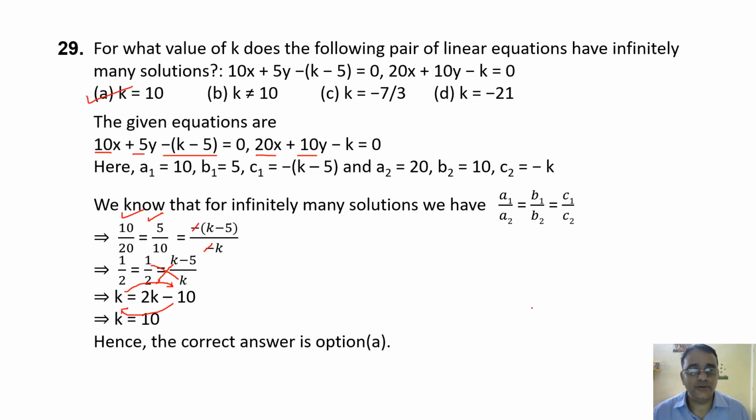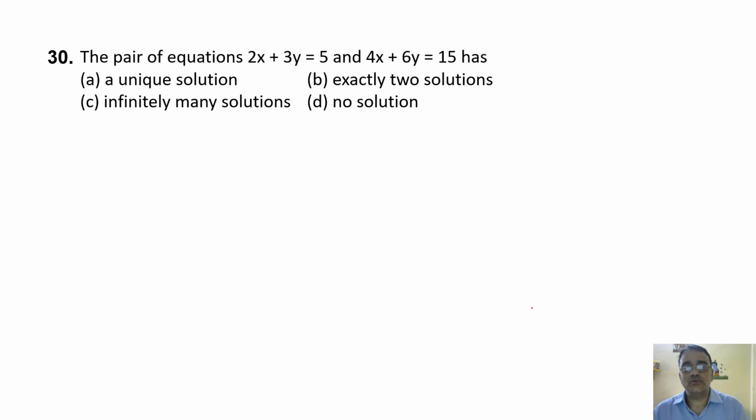So now we are moving toward question number 30. The pair of equations 2x plus 3y is equal to 5 and 4x plus 6y is equal to 15 has. So what we will do, we will write a1, b1, c1, a2, b2, c2, then we'll find the ratios, then we'll check. Okay. So first a1, b1, c1. What is a1? Plus 2. b1 is 3. c1 is minus 5. a2 is plus 4. b2 is plus 6. c2 is minus 15. Very good.